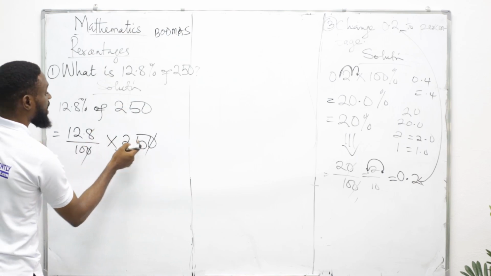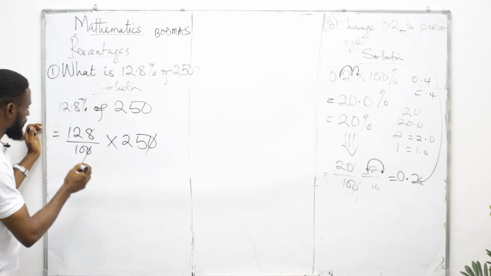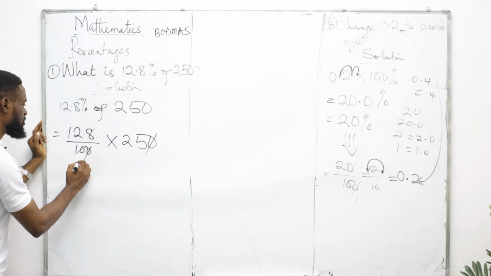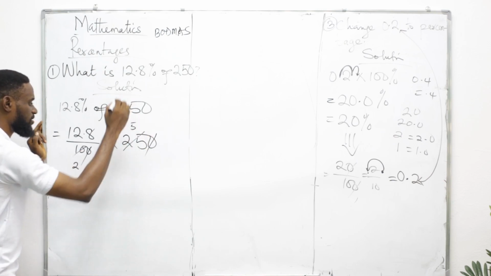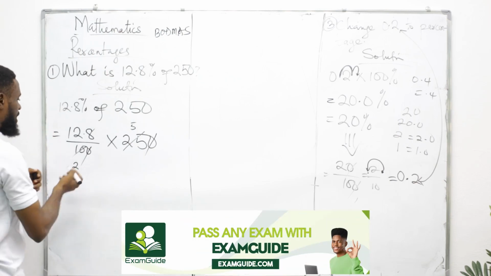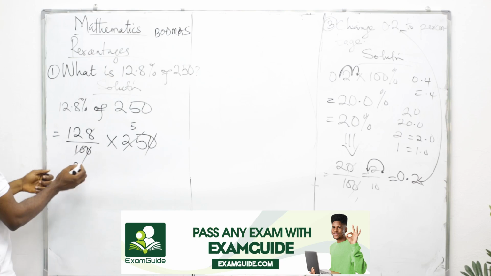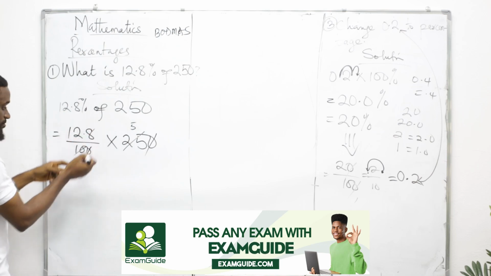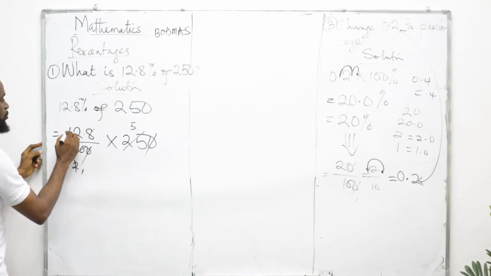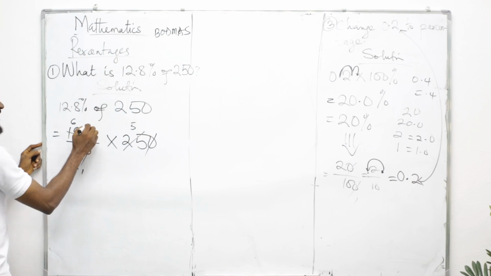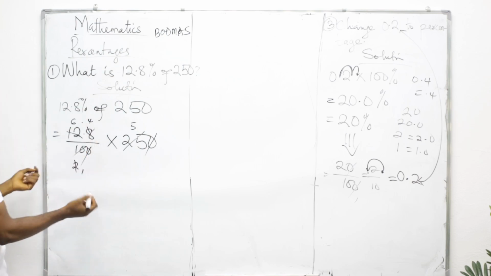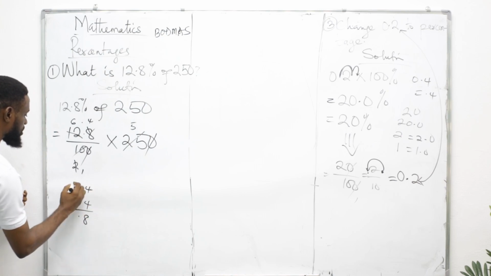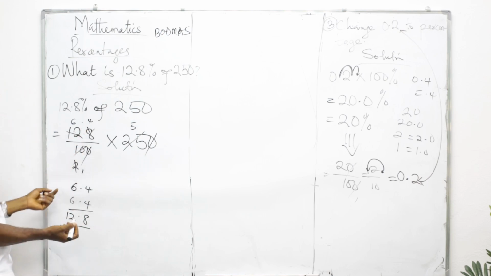Okay, we have 25 over 10. What is common between 25 and 10? We have 5. 5 into 10 is 2, 5 into 25 is 5. Do you get that now? Now, if we look at this, 2 into 12.8, that is 12.8 divided by 2. 2 into 12 is 6, 2 into 8 is 4. So this is 6.4, with the decimal point brought down. Do you get that now?